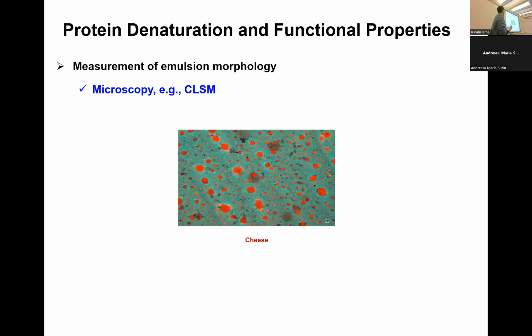We can also look at the morphology of the emulsions over time. This is an example of cheese. Cheese is an emulsion. You have your fat that is stained red, and the green is your protein. Here you look at the morphology of the emulsion. You have a nice distribution of oil droplets, and a very nice film of the protein that is causing the entrapment of these oil droplets and preventing phase separation. This is done by CLSM, confocal laser scanning microscopy.